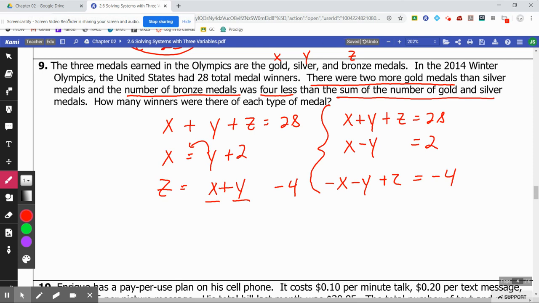And once you solve it, the number of gold, silver, and bronze medals would be 9, 7, and 12.